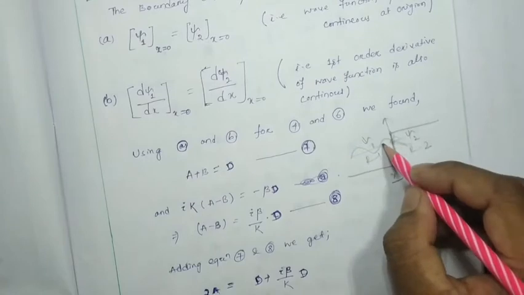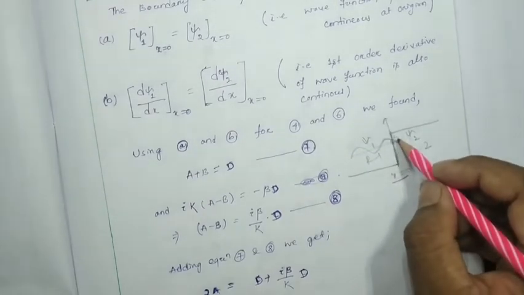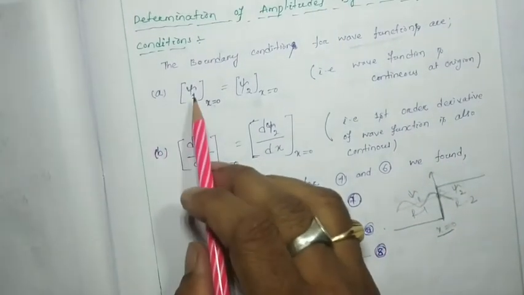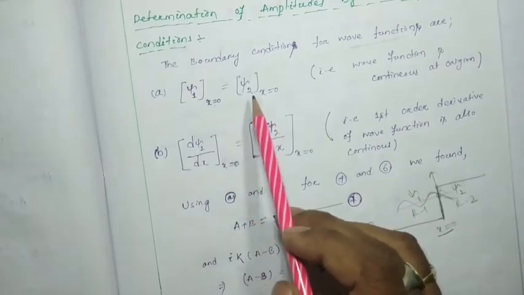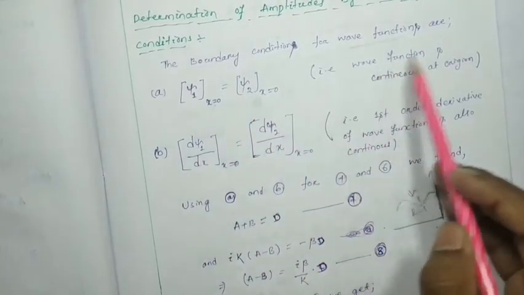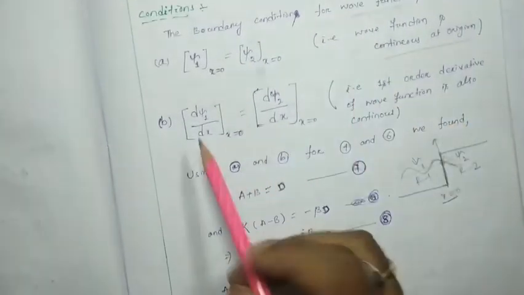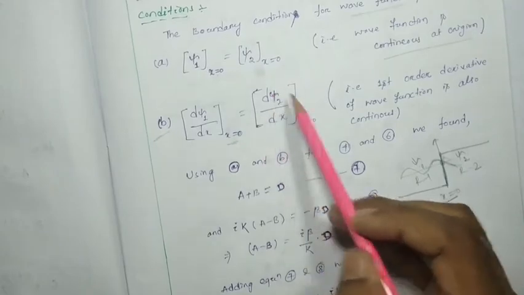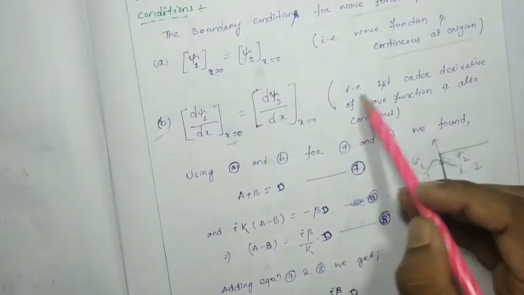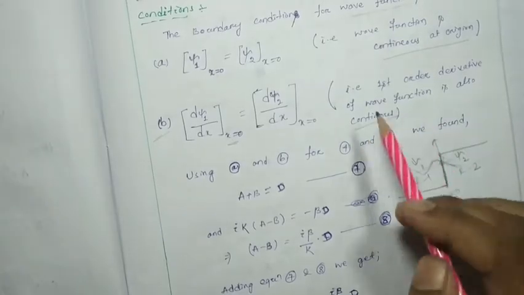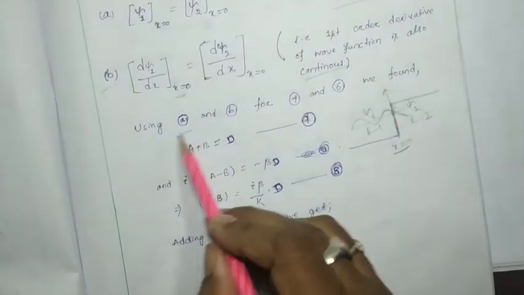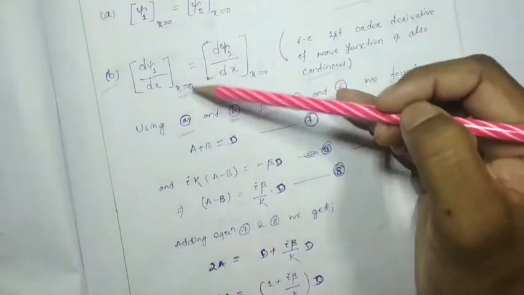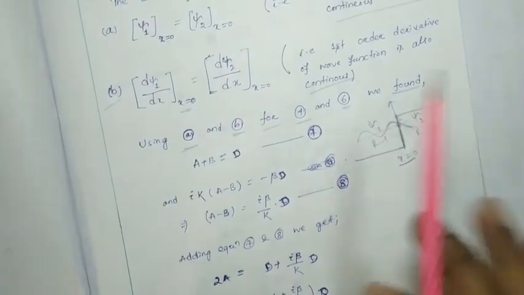Continuous also means the first derivative, or the slope, will be the same. So the first boundary condition is psi 1 at x equal to 0 equals psi 2 at x equal to 0, that is, the wave function is continuous at the boundary. And the second boundary condition is d psi 1 by dx at x equal to 0 equals d psi 2 by dx at x equal to 0. That means the first derivative of the wave function is also continuous. Now we are going to use these boundary conditions for equations 4 and 6. What is equation 4?